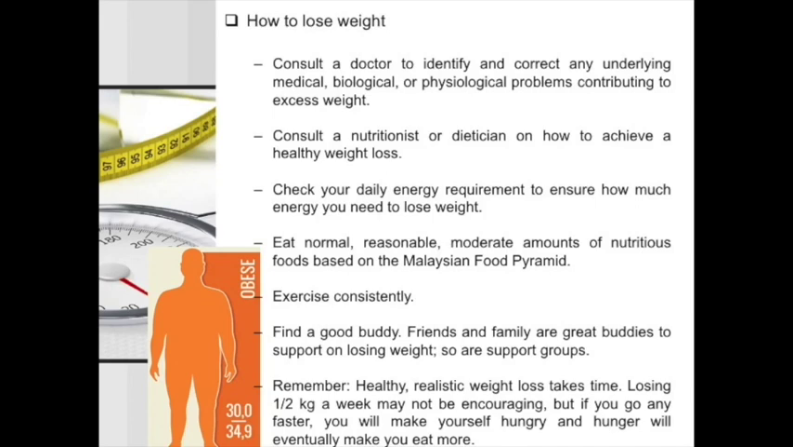Last but not least, eat normal, reasonable, and moderate amounts of nutritious foods based on the Malaysian food pyramid. Eat more fruits, vegetables, and whole grains. Do not cut out carbohydrates and fats completely, as this results in craving. Your body needs the nutrients found in fats and carbohydrates. Next, do not forget to exercise consistently, as this is very important. You may start with a few minutes of walking and slowly extend the duration until you can do it for 45 to 60 minutes every day.